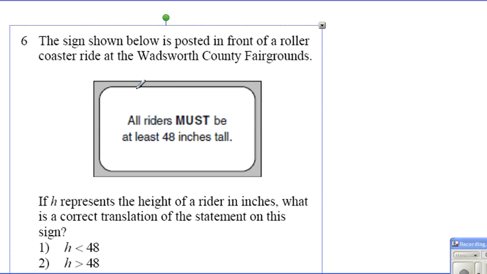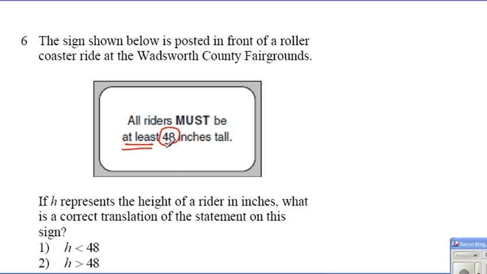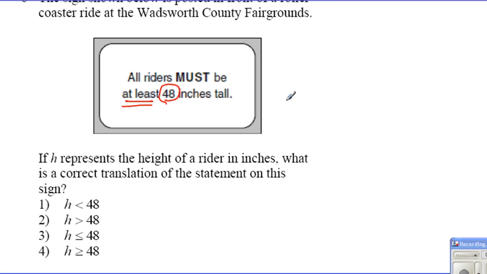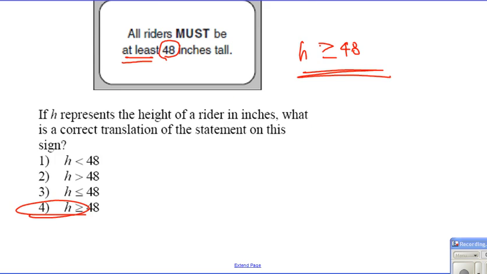All right, number 6. Here, must be at least 48 inches tall. That means, can we include 48? Yes, because it says at least. So that means the height has to be greater than or equal to 48. So we'll be looking at something like this, which is choice number 4.